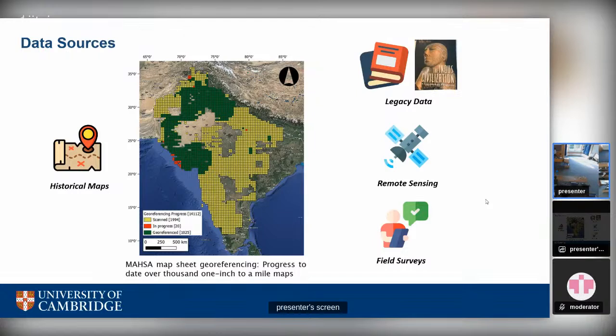Another source that we are using is legacy data. All the publications and books, in digital or non-digital format, are getting documented in a structured format. Then for remote sensing, we are using Google Earth imagery, along with some of the old Corona satellite imagery from the 1970s. The project is also doing field surveys to ground truth the data that is available from other sources or collect new data.